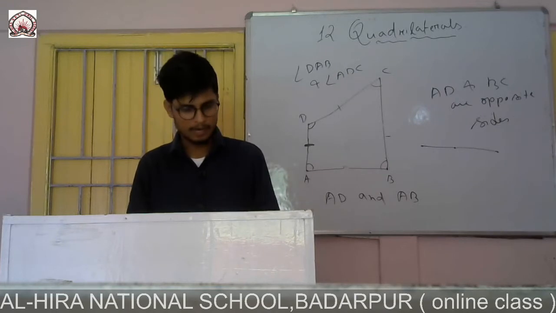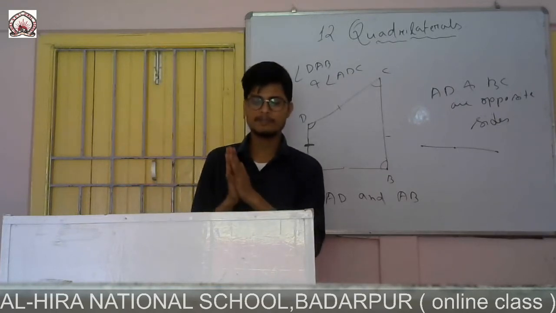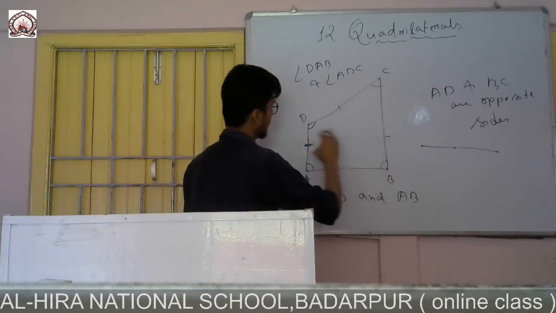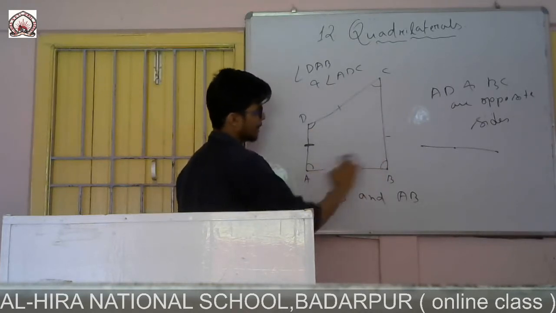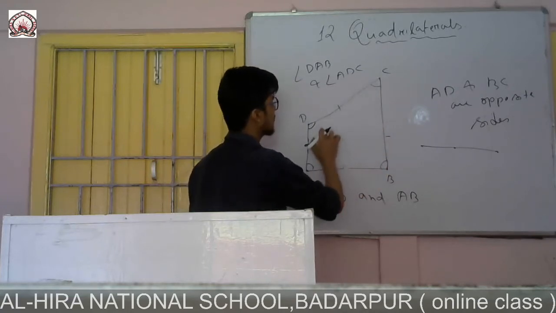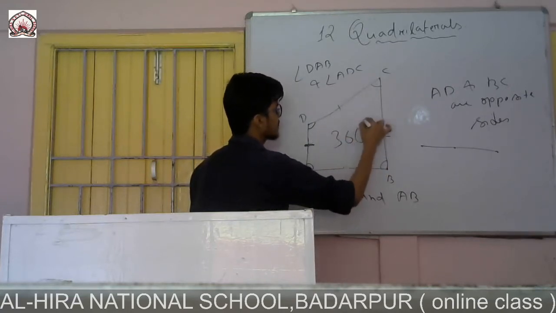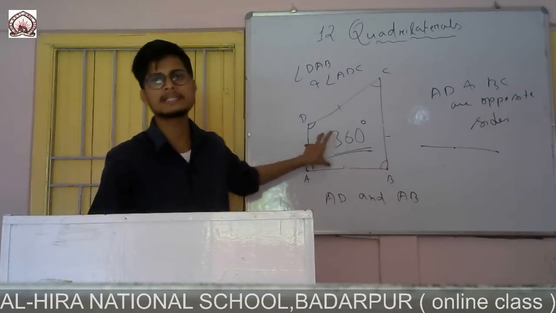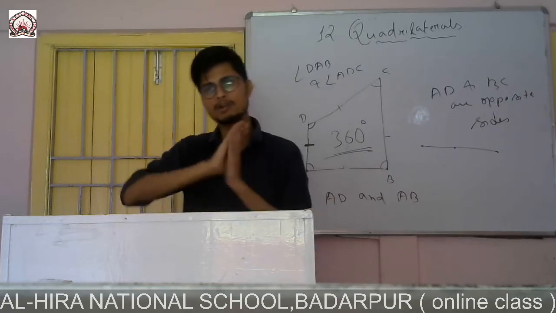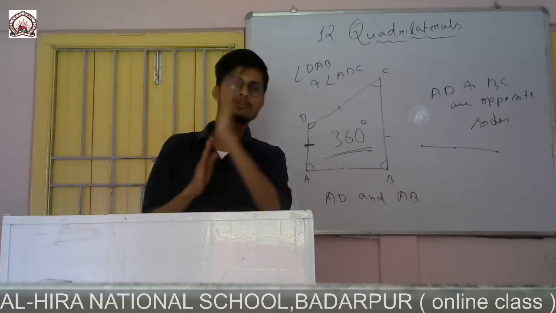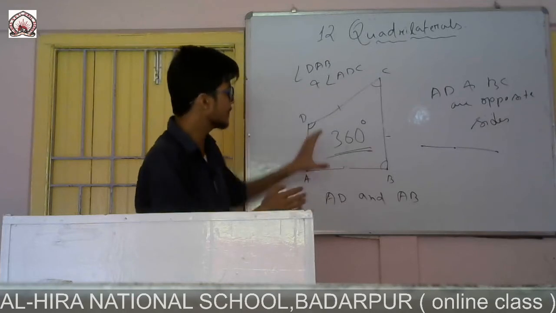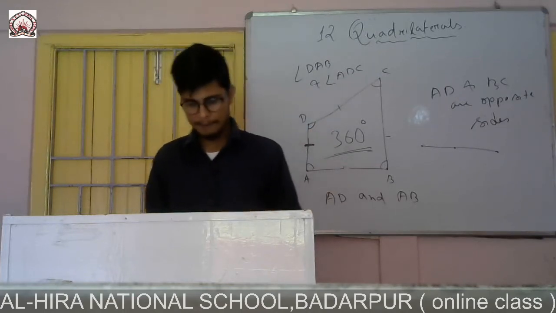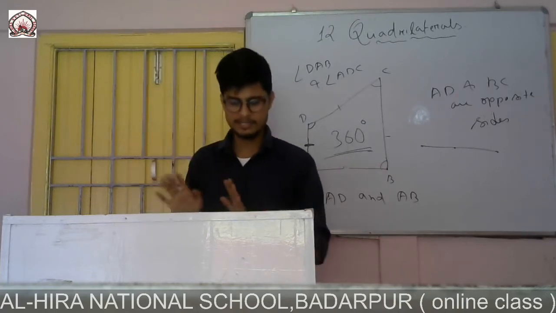Okay. Now the sum of the angles of a quadrilateral is always 360 degrees. If I add these 4 angles, angle A plus angle B plus angle C plus angle D, then the sum will be 360 degrees. Always remember that the sum of the angles of a quadrilateral is equal to 360 degrees. It will not be more than 360 degrees, nor less than 360 degrees. It will be equal to 360 degrees.